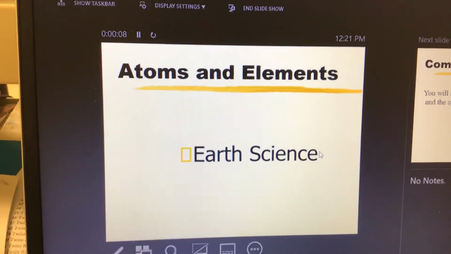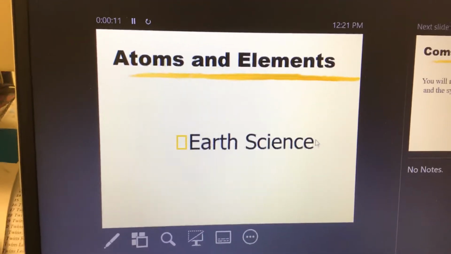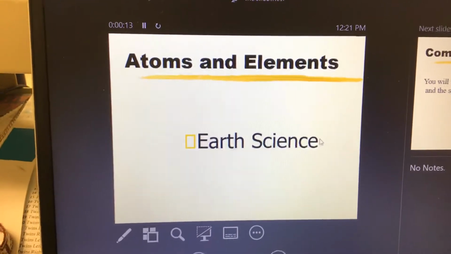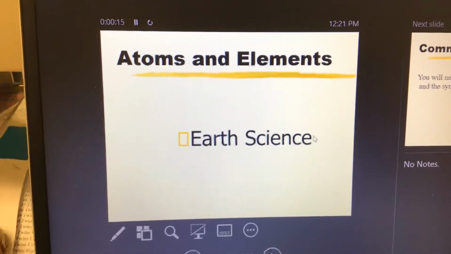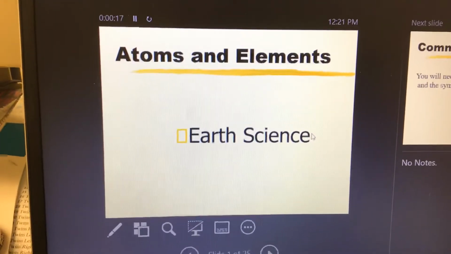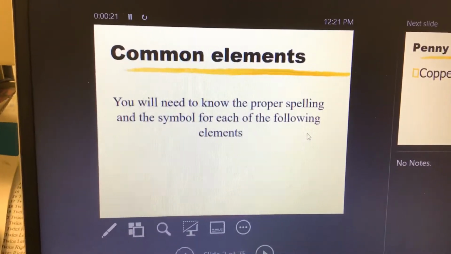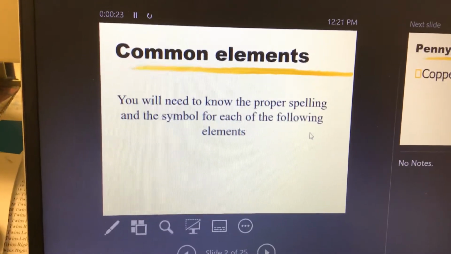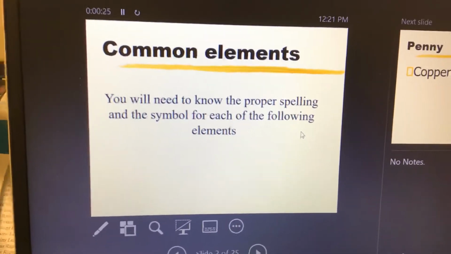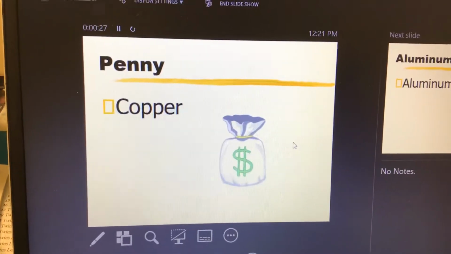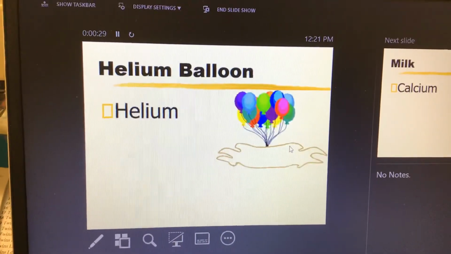Today we're going to talk about atoms and elements. This is mostly going to be just a few ones that I'm going to have you remember. So atoms and elements, you don't need to write anything, but you will need to know the proper spelling and the symbol for each of the following elements. A few here.